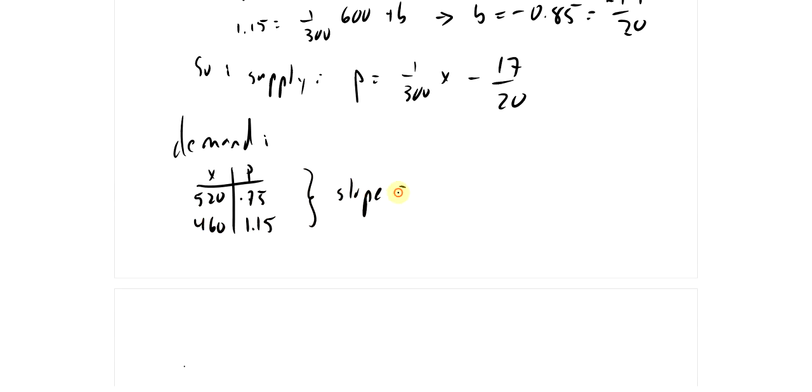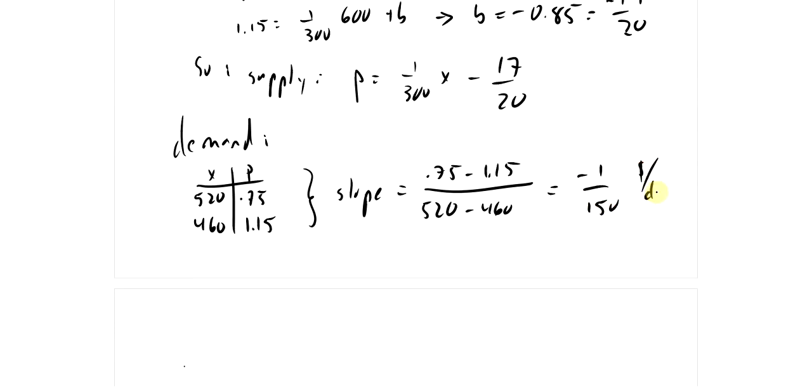Slope is 0.75 minus 1.15 divided by 520 minus 460. And if you calculate that out, that will be minus 1 over 150, and that's in dollars over donuts demanded. And again, this is a little bit easier if you think about the reciprocal of this. That would be minus 150 donuts per dollar. And so that means if the price goes up by $1, the demand goes down by 150 donuts.